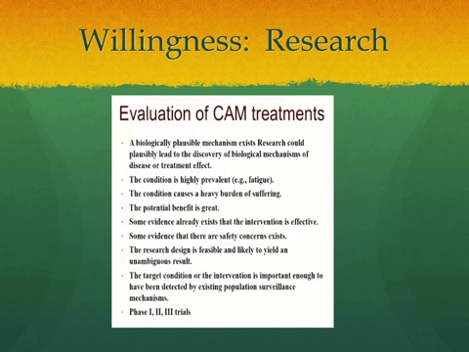The potential benefit is great. Some evidence already exists that the intervention is effective. Some evidence shows that safety concerns or risks need to be taken into consideration. The research design needs to be feasible and likely to yield an unambiguous result, and I think that's where we can improve in our research in this area. And the target condition or the intervention is important enough to have been detected by existing population surveillance mechanisms. Then we need phase 1, 2, and 3 trials on these particular agents if we're going to use them or research them more.